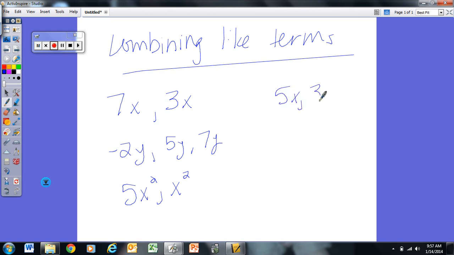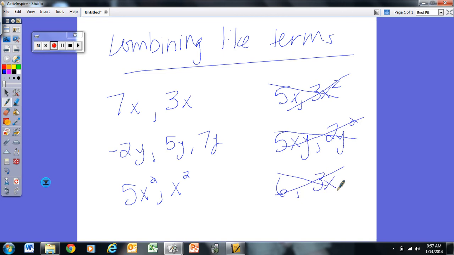5x and 3x squared are not like terms. 5xy and 2y squared are not like terms. 6 and 3x are not like terms.